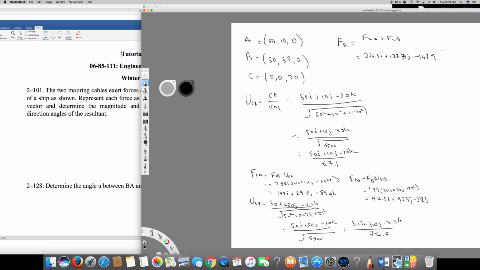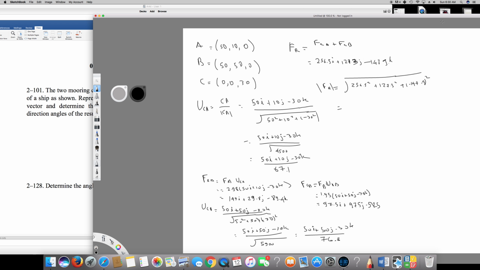In order to find the magnitude, I have to square it and square root it. So FR magnitude is going to be equal to 256.5 squared plus 127.3 squared plus negative 147.9 squared. So let's see what answer we are getting for this one.